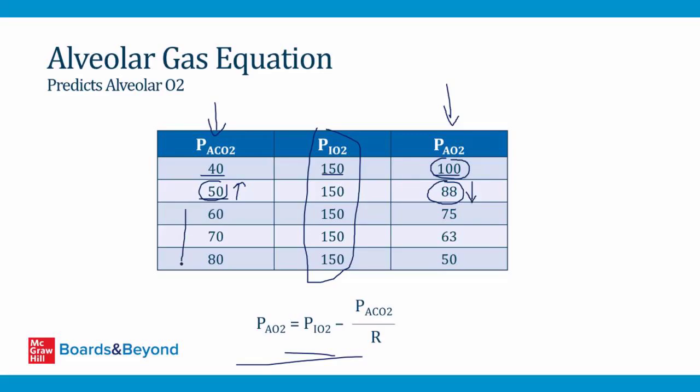And then in these last three rows, I've plugged in different numbers for PaCO2. And as the PaCO2 begins to go up, the PaO2 begins to go down. And this is all predicted by the alveolar gas equation at the bottom of the slide. And that concludes our module on dead space.